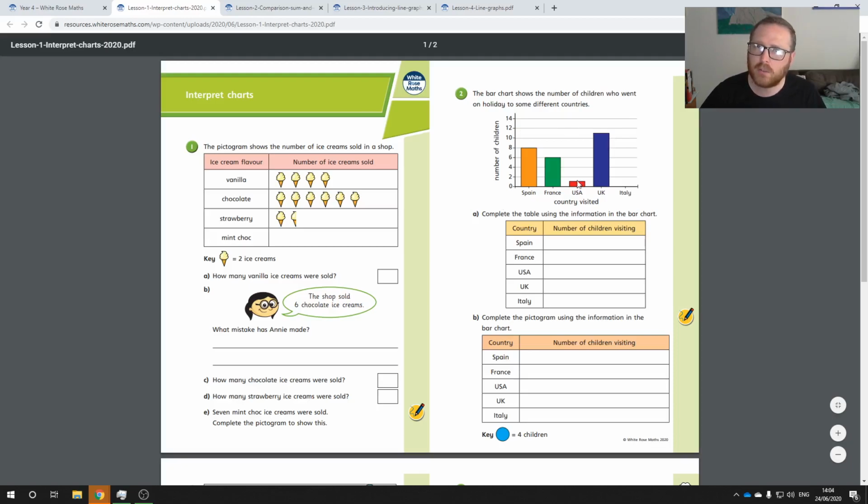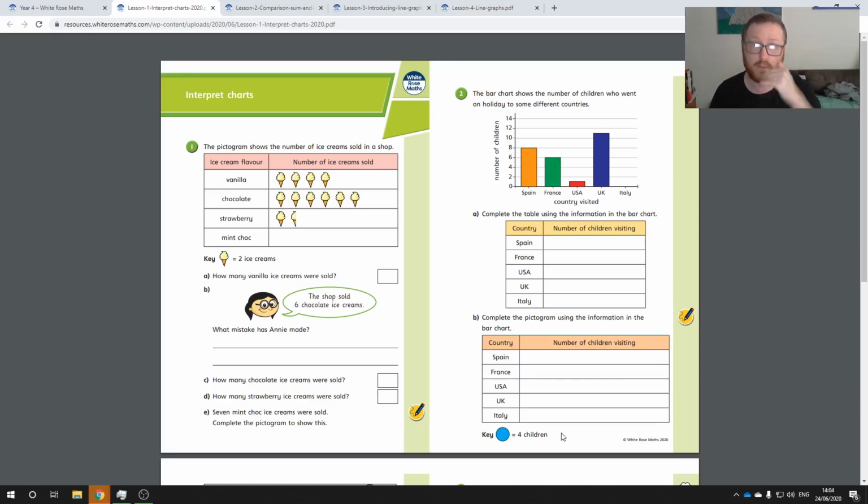Not many people went on USA holidays. So straight away, without even looking at the numbers, I can kind of get a picture of who went to which country and which ones were most popular. So read the numbers, fill the table in, and then it says complete a pictogram. So exactly the same information, but using circles to represent 4 children instead. Okay. Now, if you're using one circle to represent 4 children, you've got to think about how you're going to represent 2 children.